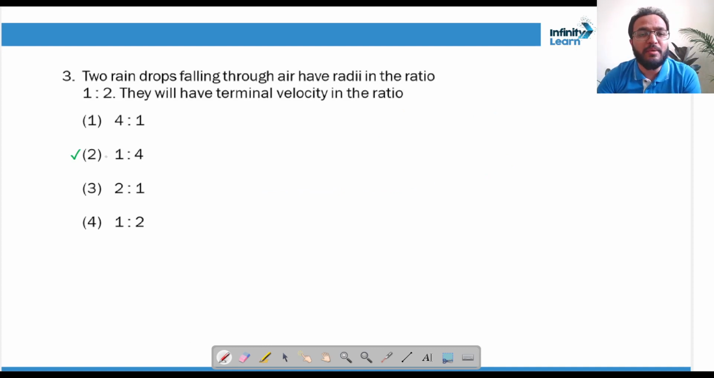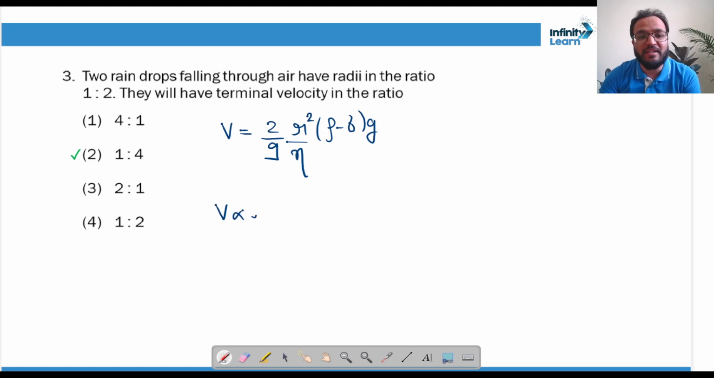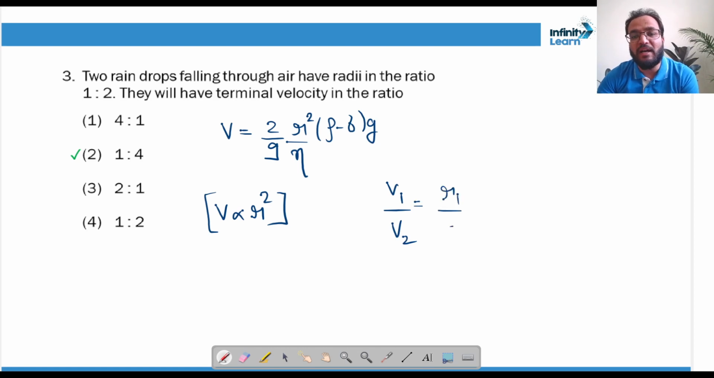Now, two raindrops falling through air have radii in the ratio 1:2. They have terminal velocities. Now, what is the formula for terminal velocity? 2 by 9 into r square into (rho minus sigma) into g by eta. So anyway, it is directly proportional to r square. So v1 by v2 is (r1 by r2) whole square. Now what is r1 by r2? 1:2. So the answer is 1:4.